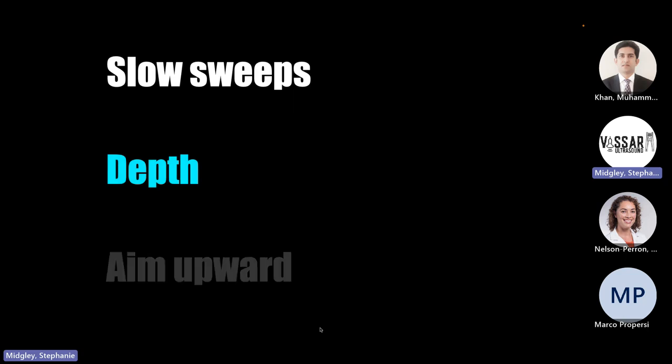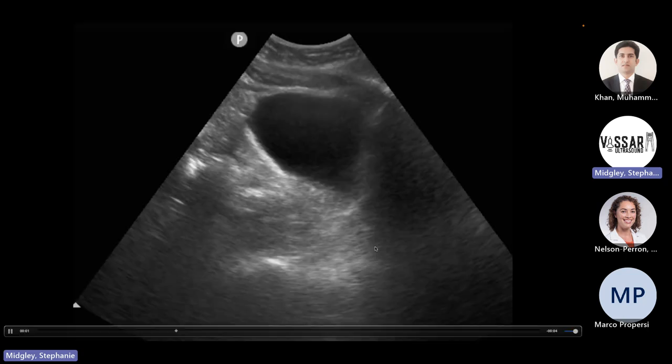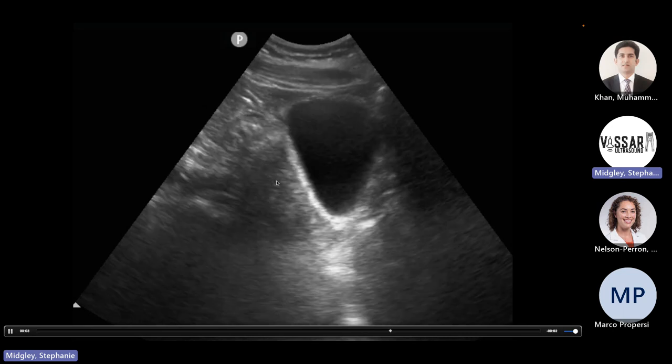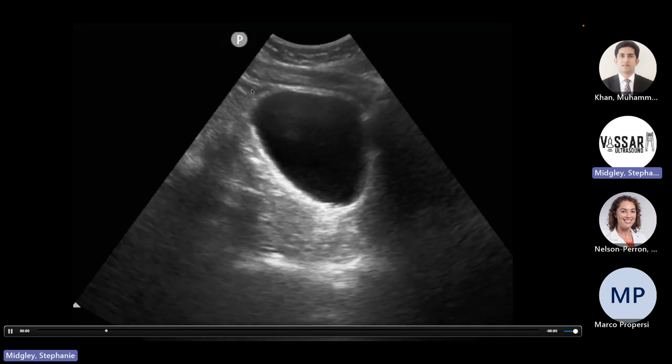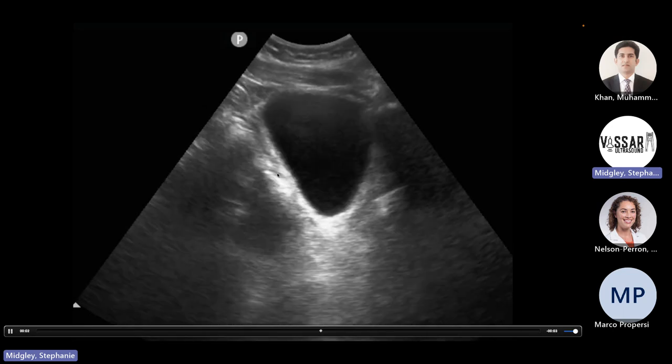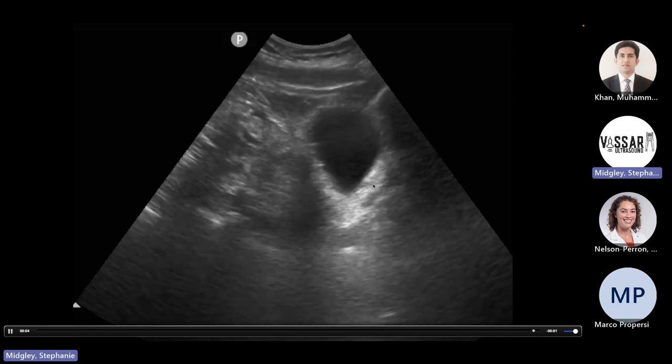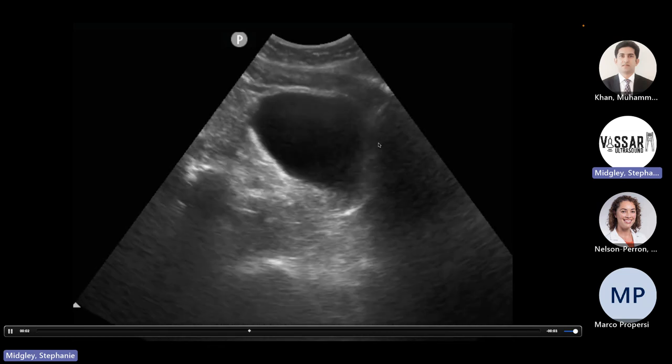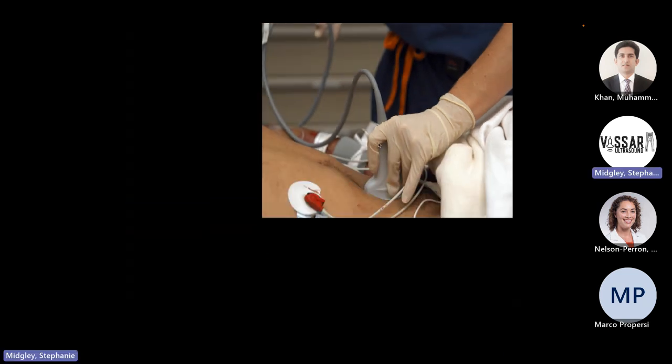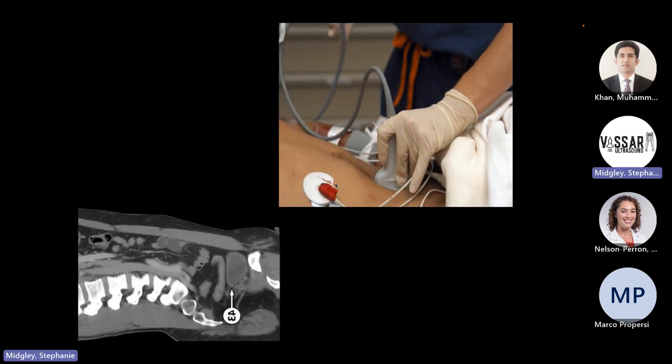So sweeps, make sure your depth is good. And then once you get your bladder, you want to make sure that you kind of aim upward a little bit at least so that you can see this interface. Because this is what I care about here. You're not going to get free fluid on this side of the bladder. And I have a CT scan, right? So we're not going to get free fluid down here. This is where your free fluid is going to develop. So this is the interface that I really want to look at on my long axis.